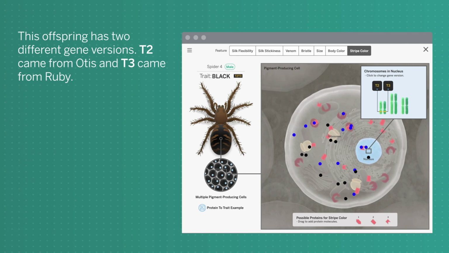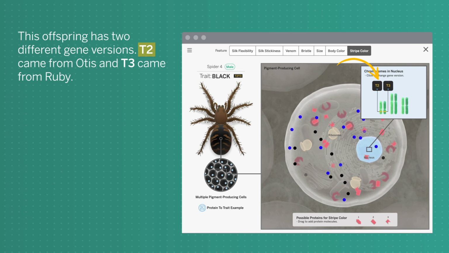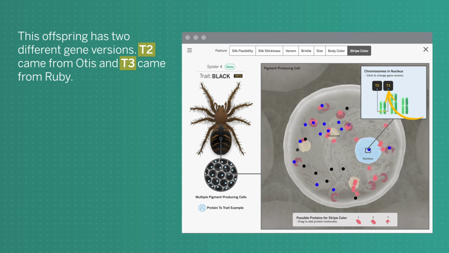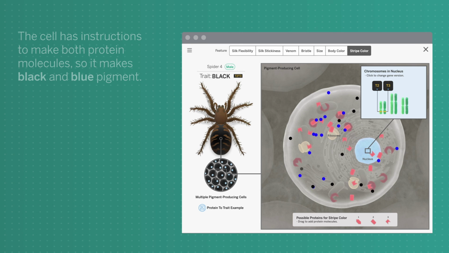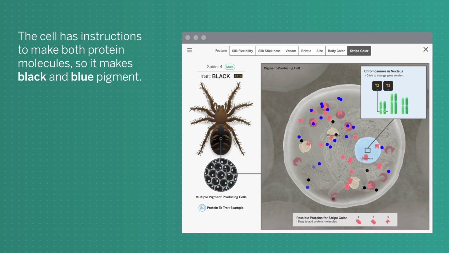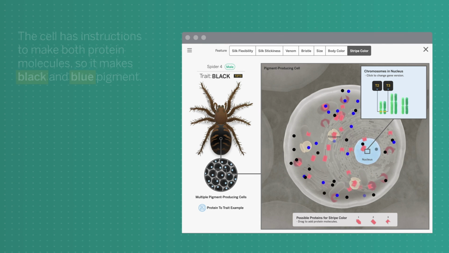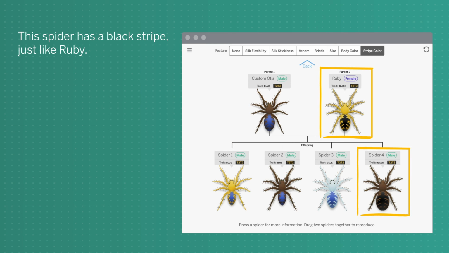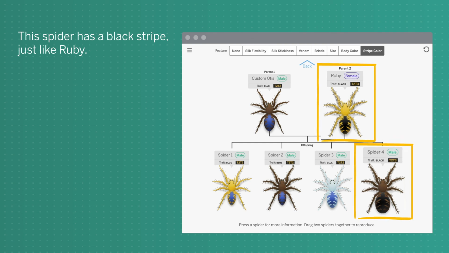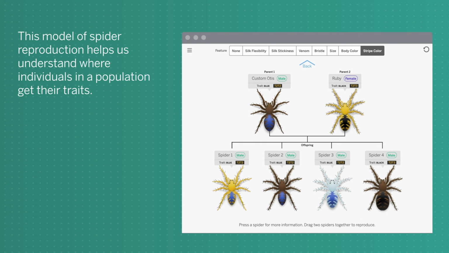This offspring has 2 different gene versions. T2 came from Otis, and T3 came from Ruby. This cell has instructions to make both protein molecules, so it makes black and blue pigment. This spider has a black stripe, just like Ruby. This model of spider reproduction helps us understand where individuals in a population get their traits.